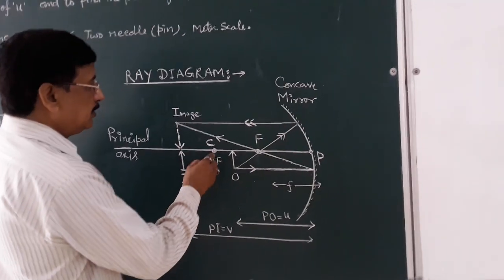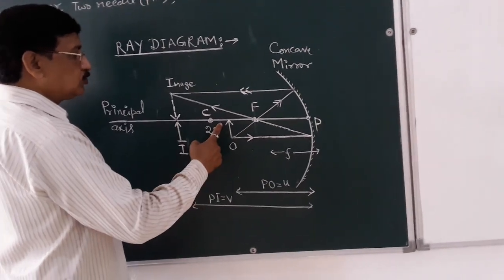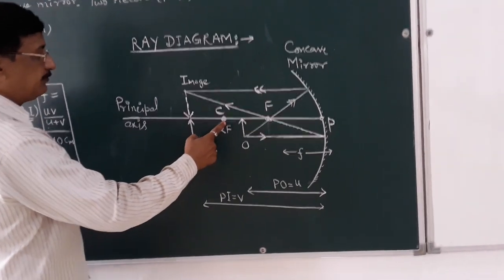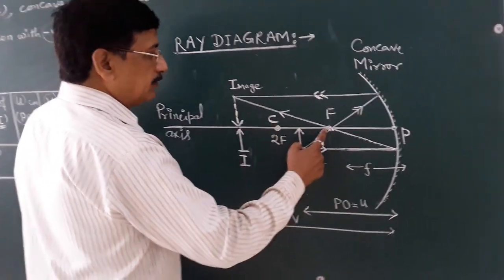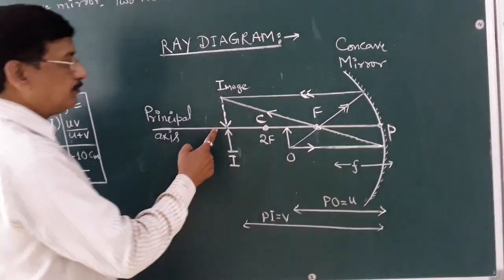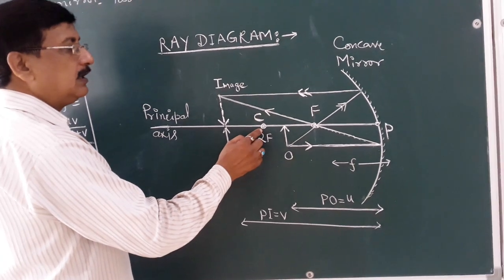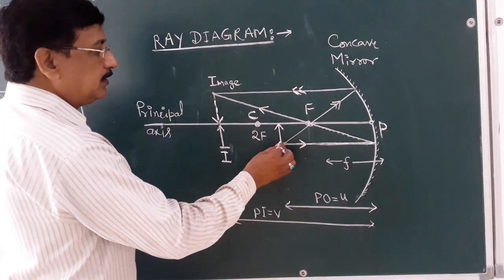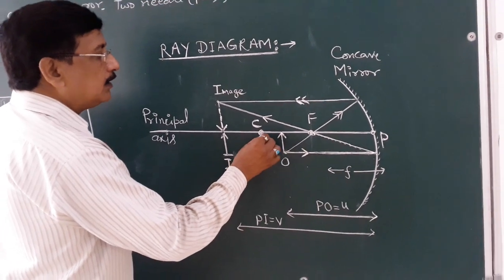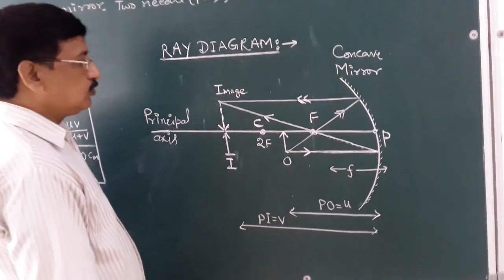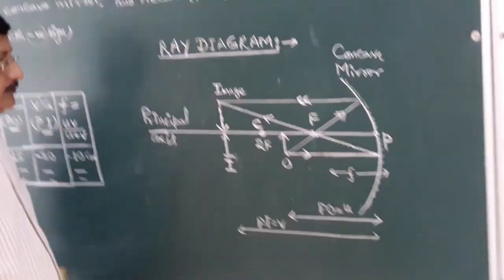Center of curvature. The object is placed between focus and center of curvature, so that image will form between center of curvature and infinity. If object is very close to the focus, then image will form at a very far distance. Our optical benches do not have too much length. That is why we always try to keep the object near to the center of curvature, so that we can easily form the image.